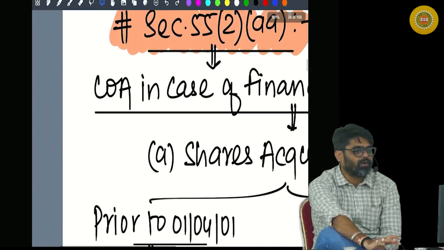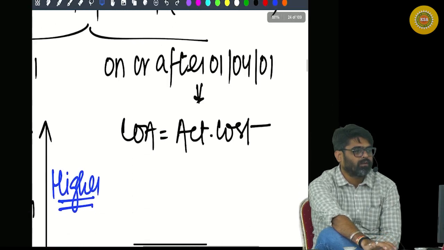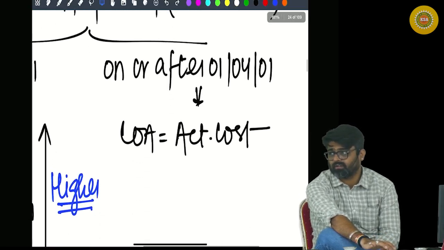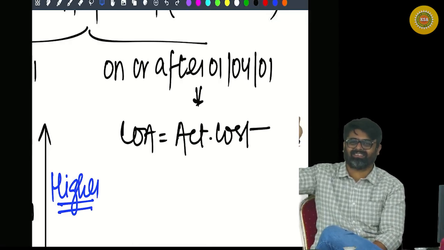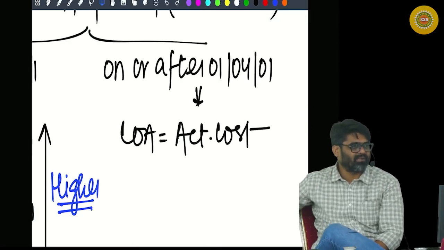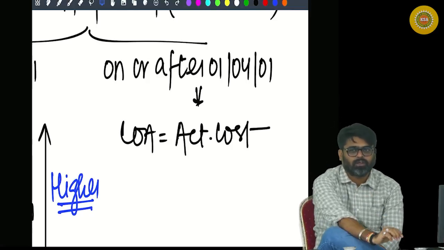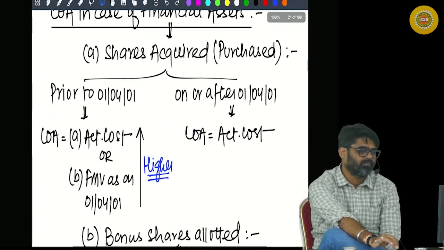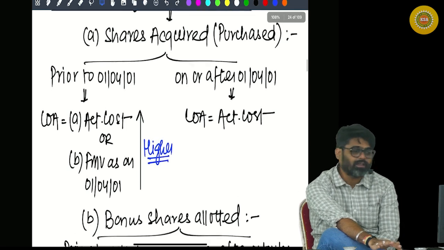And what if you have acquired the shares on or after 1st April 2001? Cost of acquisition will be actual cost. This is same like other assets. Copy, paste. Understanding? Now if you acquire these shares, you will become the shareholder of the company, and the company will be very happy. So can the company issue bonus shares?